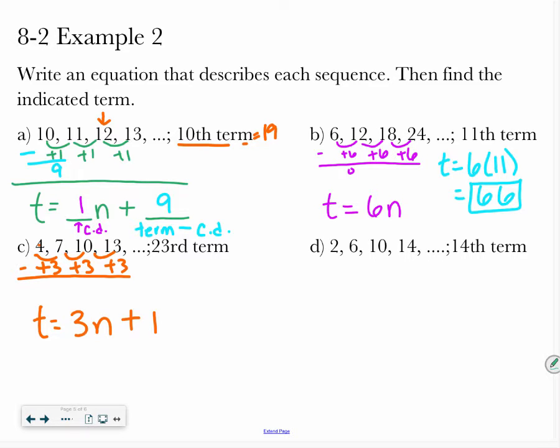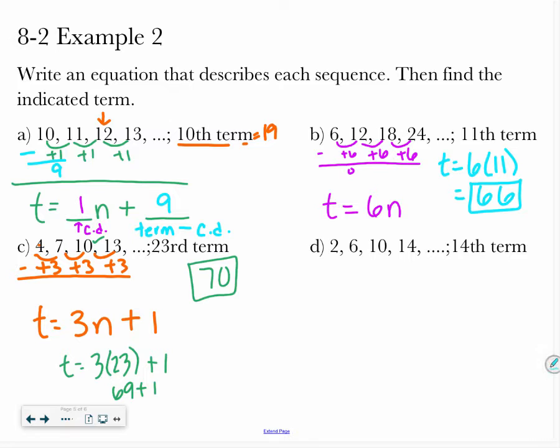Let's test it out. Let's check if I plug in the third term. I'm just a big fan of the third term today. So if we do t equals 3 times 3 plus 1, is that true? 3 times 3 gives me 9 plus 1. That's 10, which is my third term, so I know that checks out. Let's use this equation now in order to find our 23rd term. So we have t equals 3 times 23 plus 1. 3 times 23 gives me 69 plus 1 equals 70. So my 23rd term is 70.